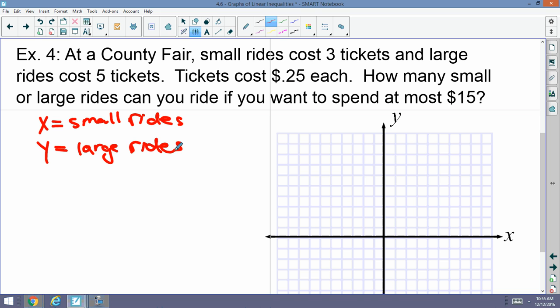No, no, no. It's 75 cents for every small ride. Is it not, guys? Because if it's 3 tickets each and it's 25 cents each, isn't it 75 cents for each small ride? Plus, how much for a large ride? $1.25 for every large ride. And this, I want to spend at most. So at most is less than or equal to $15.